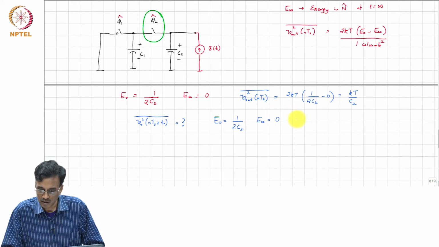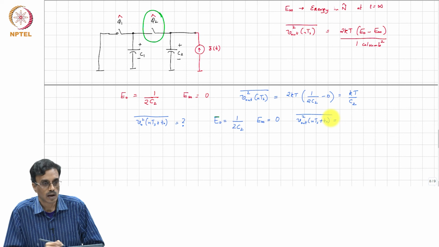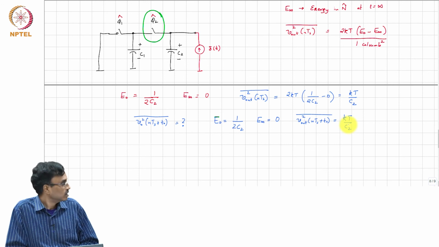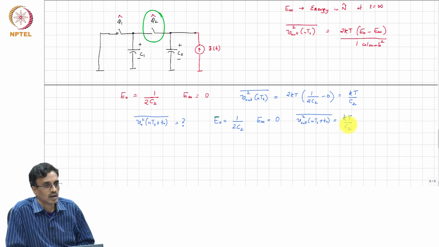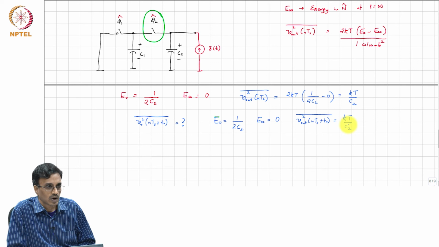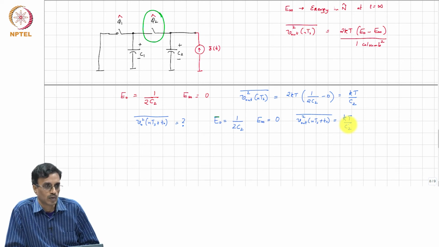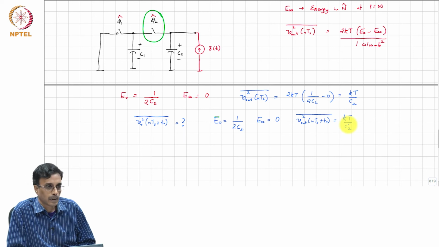So, the mean square noise is going to be kT over C2. Regardless of when you sample the output, the mean square noise is always going to be kT over C2, all right.